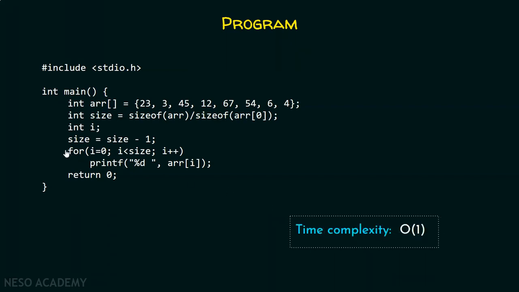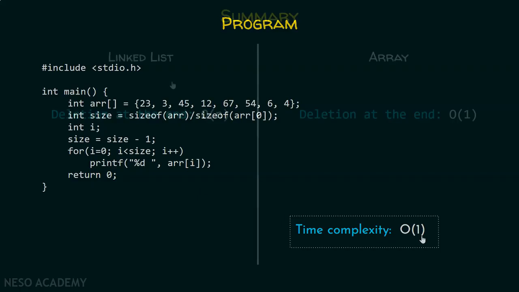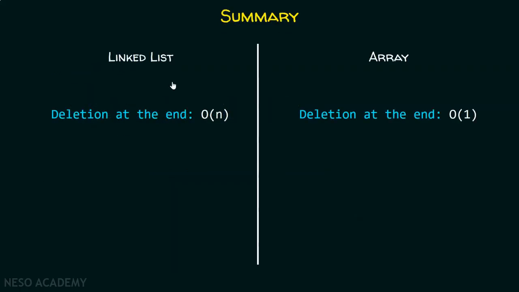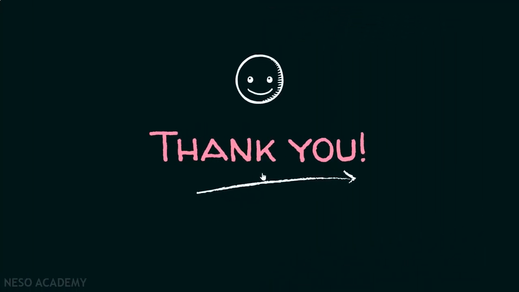Please note that I'm not considering this for loop because this for loop is not part of deleting the last node of the array. We are using this loop for just printing the elements, okay? We are considering the time complexity for deleting the last element of the array. That is why the time complexity is big O of 1. In summary, deleting the last node of the linked list takes order of n time, while deleting the last element of the array takes constant amount of time.